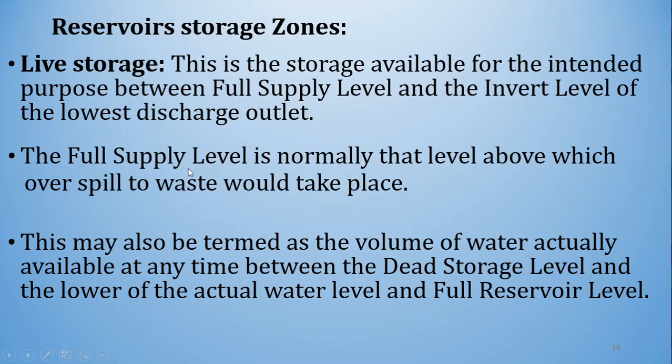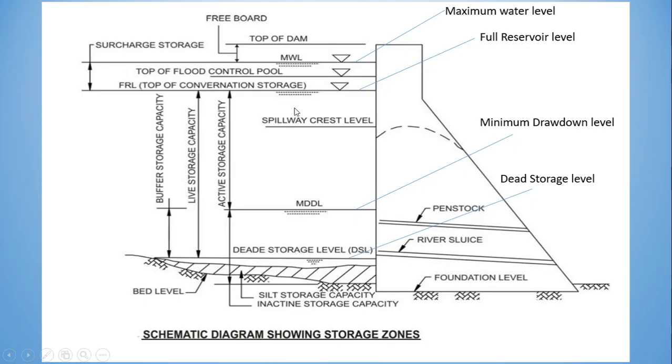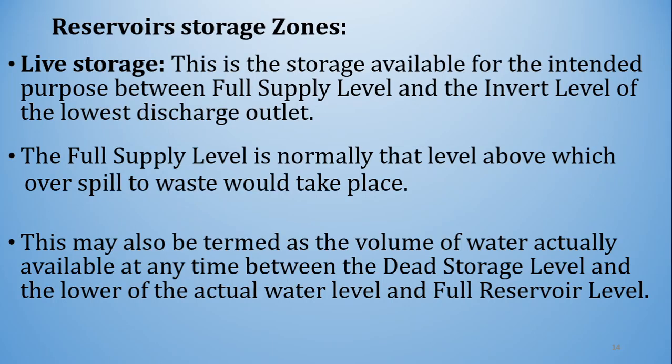Once again, the definition: this is the storage available for the intended purpose between the full supply level and the invert level of the lowest discharge outlet. Full supply level, that is FRL, and the lowest outlet below this. This is the live storage capacity. This may also be termed as the volume of water actually available at any time between dead storage level and the lower of the actual water level and full reservoir level.